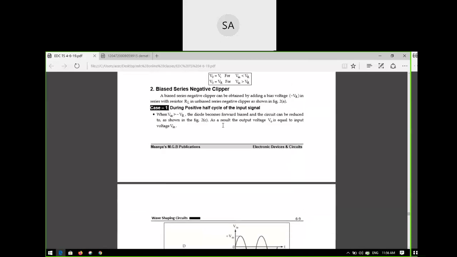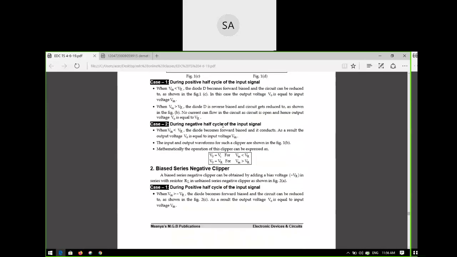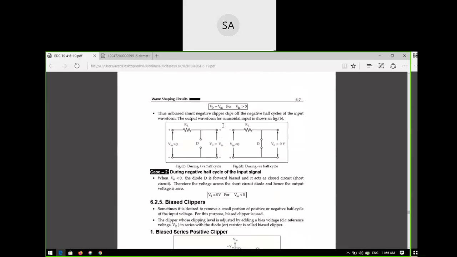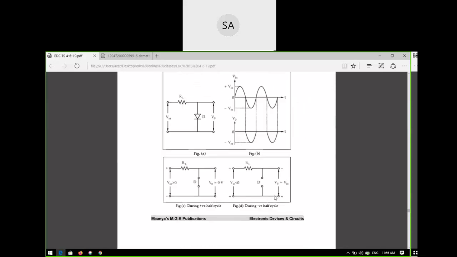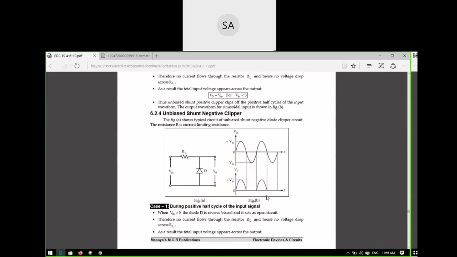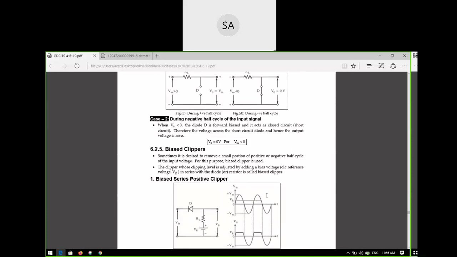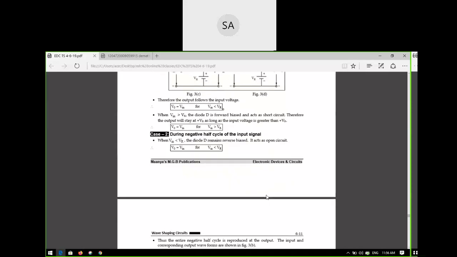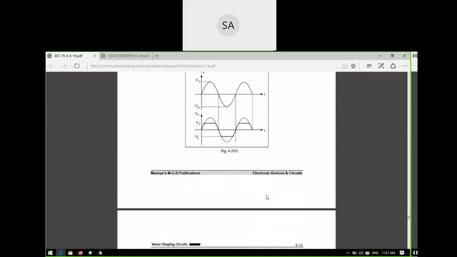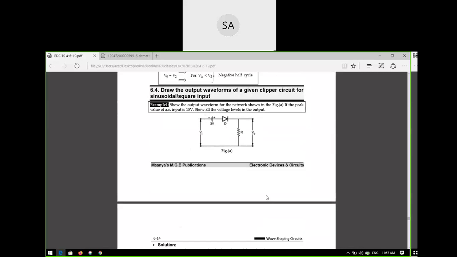Remember this. You have to practice more and more, then only can you easily understand the circuits. You have to draw a circuit and analyze it your own way, then you will easily understand what will happen in the circuit. All of you do the homework like this: biased series negative clipper, biased shunt positive clipper, biased shunt negative clipper. Do it in your own way. Is it clear or not, all of you? In your notes you have to practice, then only will you understand.